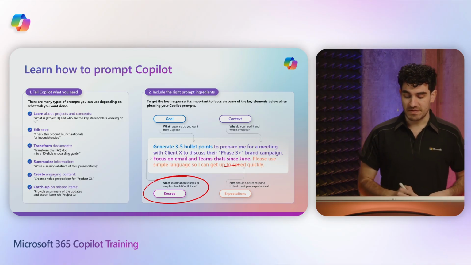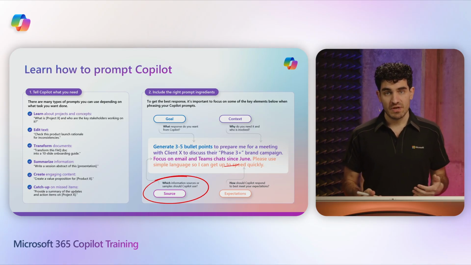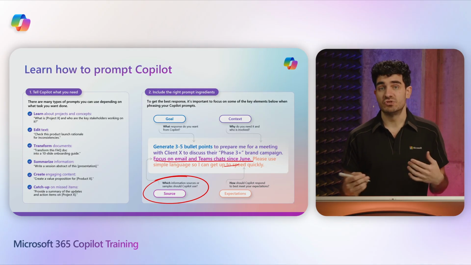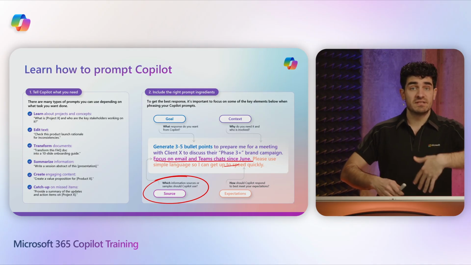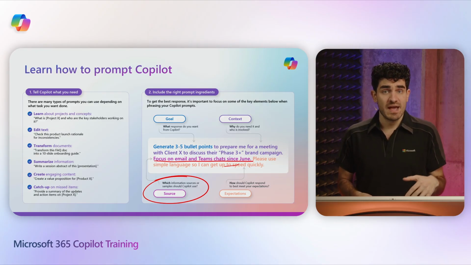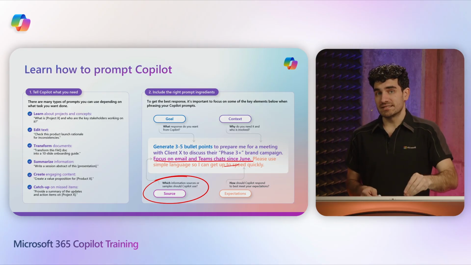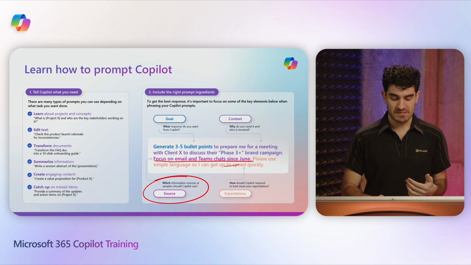We also want to specify a source. For example, focus on emails and Teams chats since June. This is useful if a significant change occurred, let's say, in June, and the earlier information is irrelevant. By giving Copilot this context, it helps refine the response.